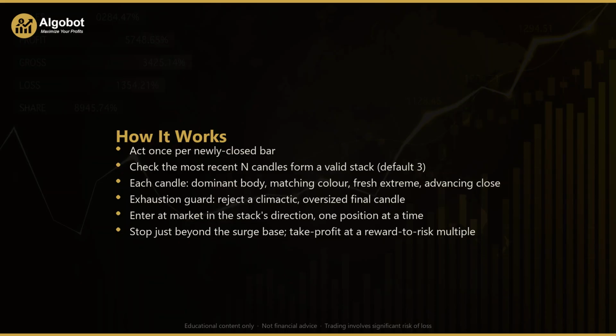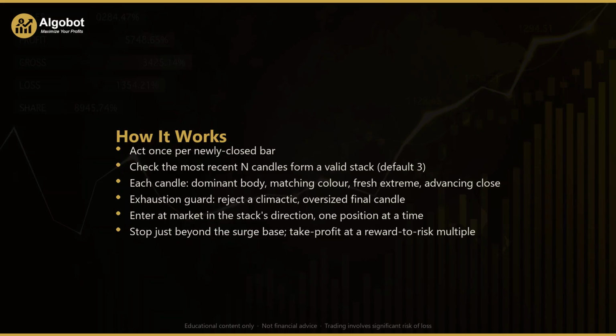Condition 3 is the staircase. From the second candle onward, each one must close beyond the previous close and print a fresh extreme, a higher high for longs, or a lower low for shorts. That guarantees a clean, monotonic, one-way advance with no overlap. Next comes the clever filter, the exhaustion guard. The strategy calculates the average body size across the stack and compares it to the final candle's body. If that last body has ballooned past the average by more than the exhaustion multiple, which defaults to 2.5 times, the trade is skipped. A sudden, oversized climax candle is usually a blow-off that snaps back, not a continuation, so the expert advisor steps aside.